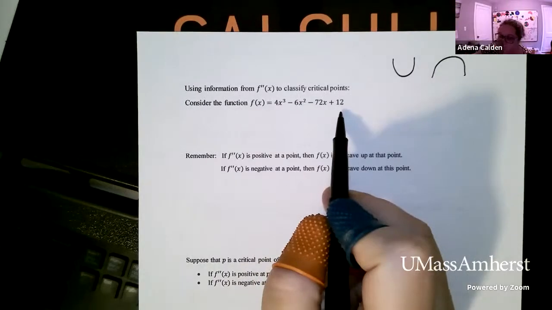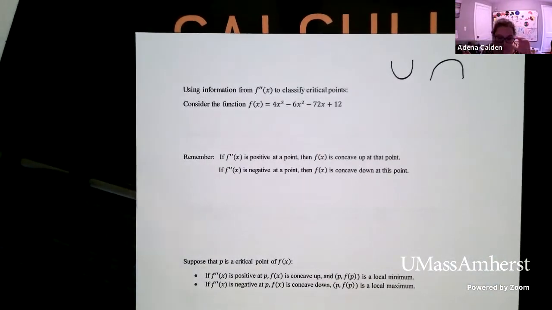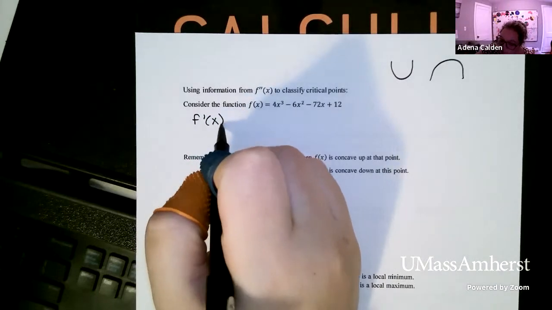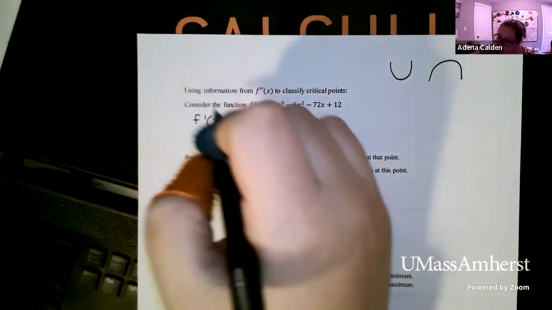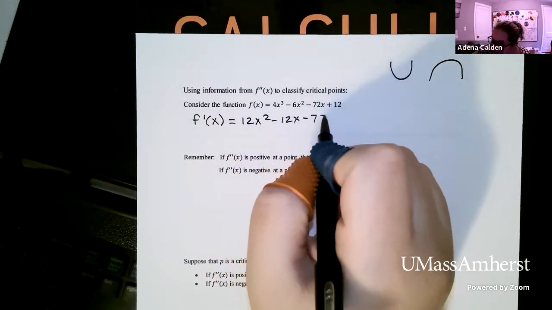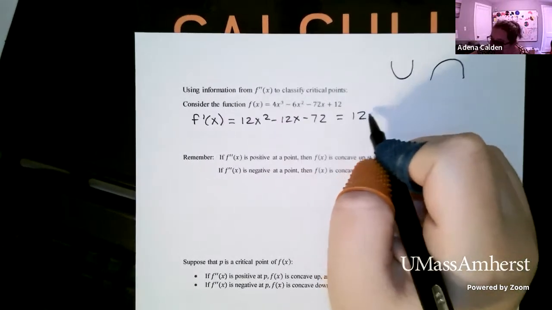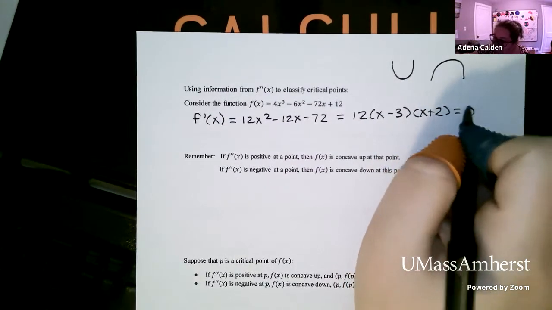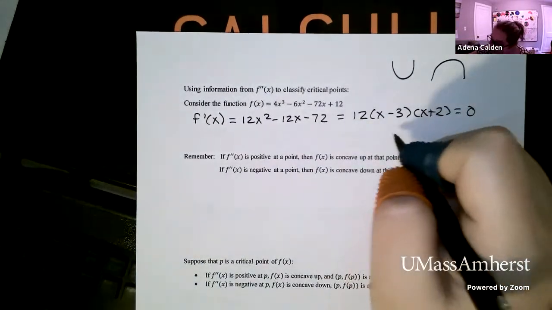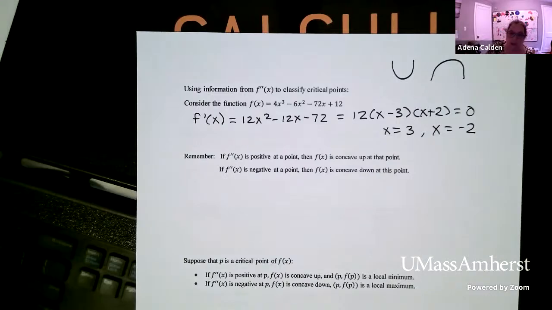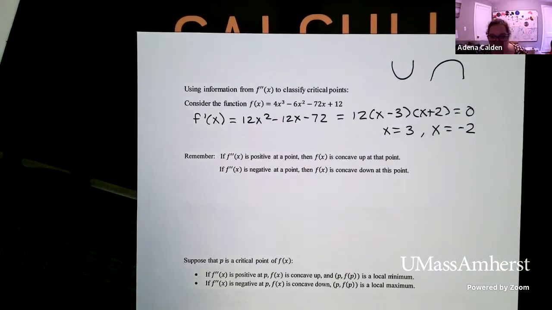So if we have a function 4x cubed minus 6x squared minus 72x plus 12, just like before, we would start by finding the first derivative so that we could find our critical points, which we've already done. So I'm going to do this quickly. 12x squared minus 12x minus 72. We factored that out. We got x minus 3, x plus 2, set it equal to 0. We got our critical points. We have x equals 3 and x equals negative 2, right? So that would sort of be the first steps to find your critical points.